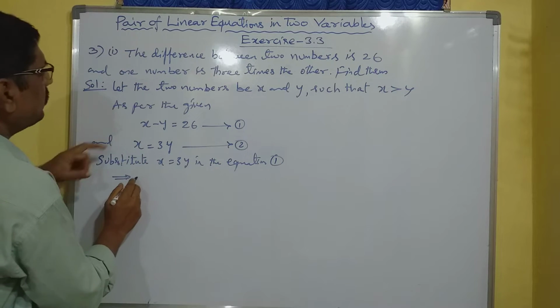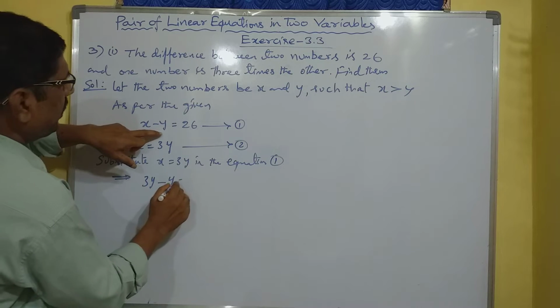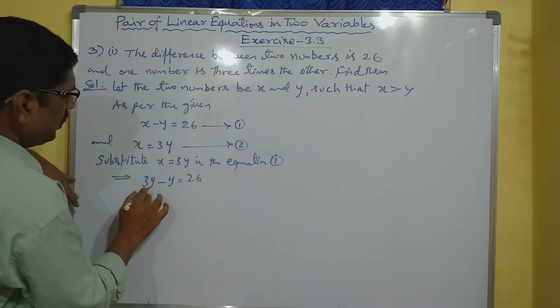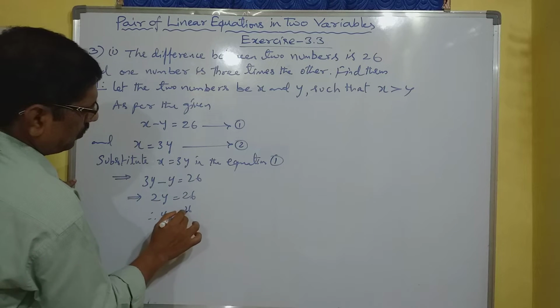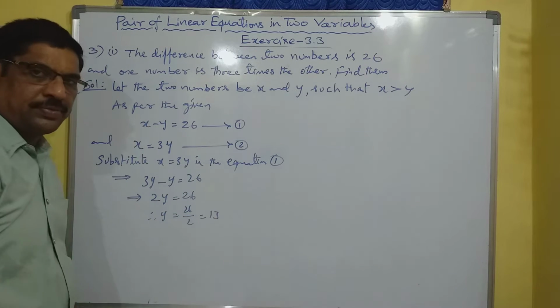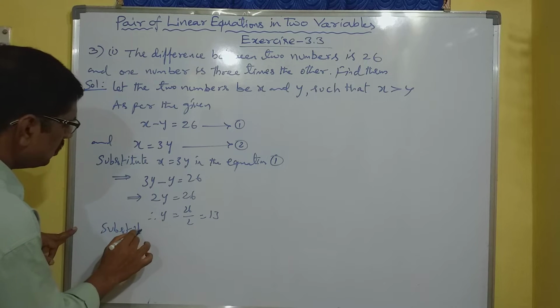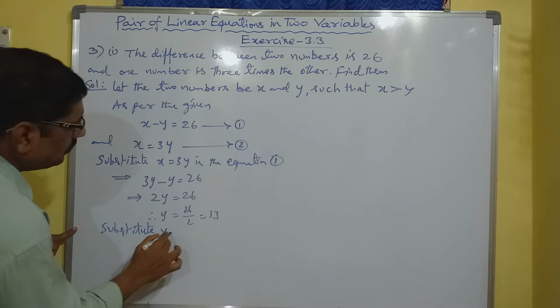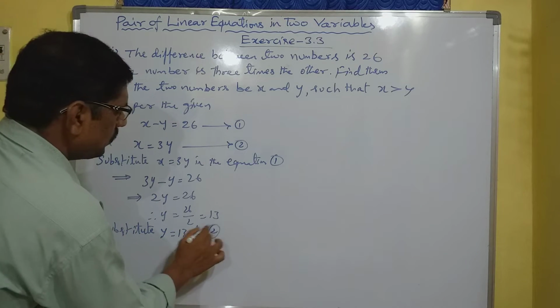So this implies X minus Y, and what is X? 3Y minus Y is equal to 26. 3Y minus Y is 2Y, which is equal to 26. Therefore, Y is equal to 26 by 2, that is 13. Okay, now substitute Y is equal to 13 in equation 2.